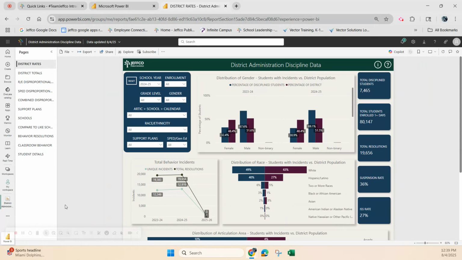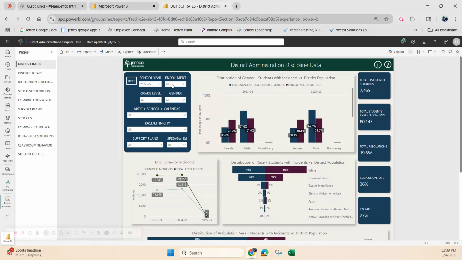I'm not going to go through all of this, but I do want to go through some key features that will be really helpful. This first tab is district rates, and I've got no filters set right here. So this is looking at district rates, including all students within the district.